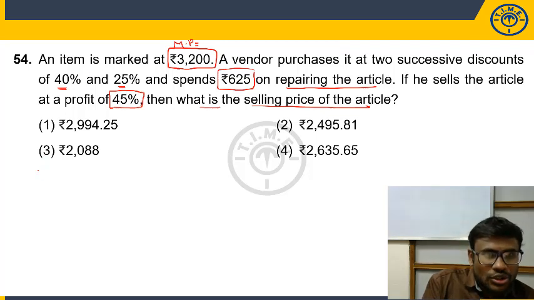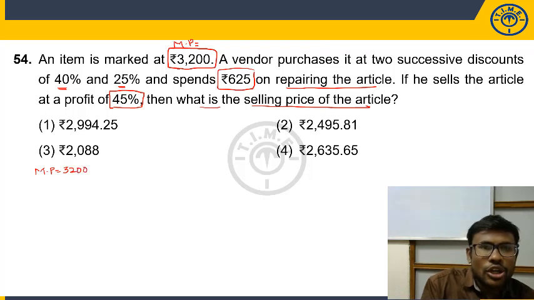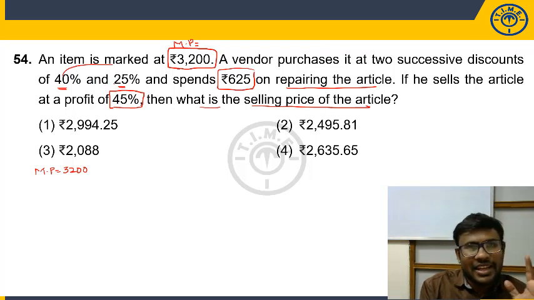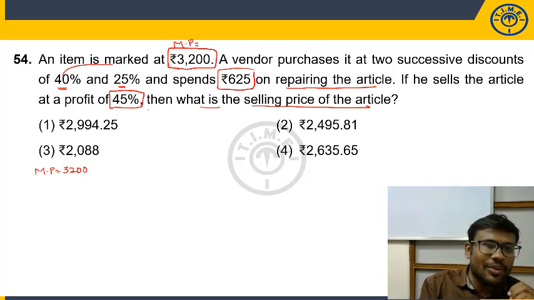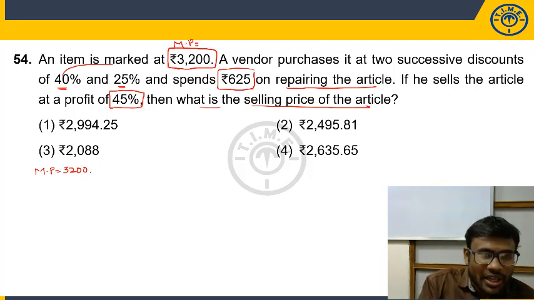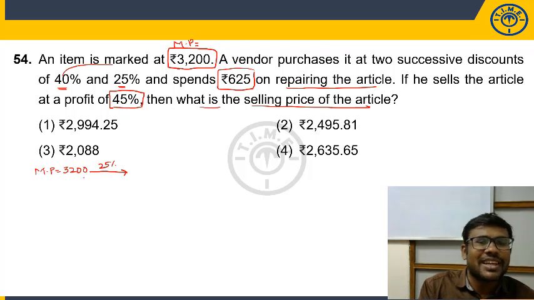Okay. So the market price was given as 3,200. Two successive discounts, 40% and 25%, are given. First he is giving 40% discount and then 25% discount. That is also equal to first giving 25% and then 40%. Anything is the same. So what I do is I take the 25% discount in the beginning. Why? For my easy calculation, because 25% I can easily calculate.